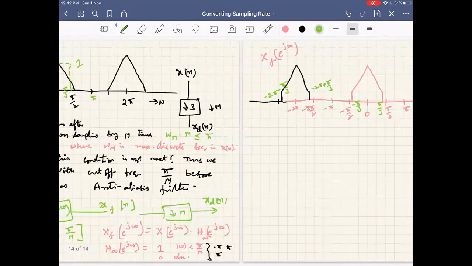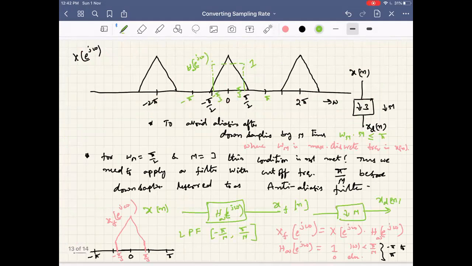Now we want to do downsampling. Instead of directly downsampling, we are applying an anti-aliasing filter and then downsampling. This is the usual procedure, because in most cases, whenever we do downsampling, there is a risk that aliasing may happen after downsampling. To avoid that, it is customary and most of the time needed to apply a low pass filter of bandwidth minus pi by M to plus pi by M. That will avoid aliasing after downsampling.